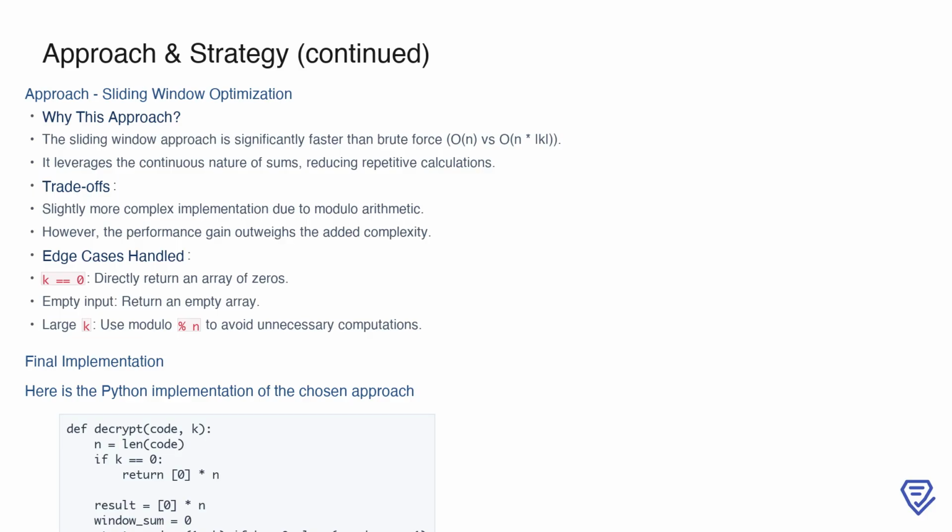For example, when k is 0, we can directly return an array of zeros since no computation is needed. If the input array is empty, the function simply returns an empty array. Additionally, for large values of k, we use modular arithmetic to avoid iterating over unnecessary elements, keeping the solution efficient even in edge scenarios. These considerations make the sliding window method the optimal choice for this problem.